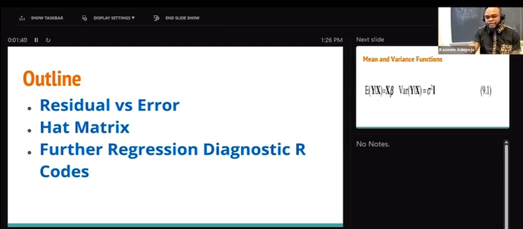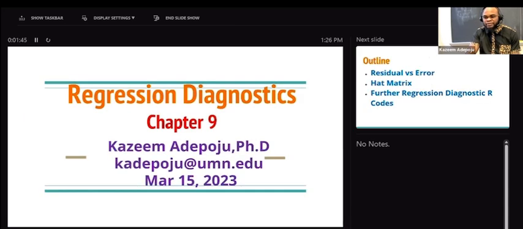If you look at the title, today's title is actually called regression diagnostics. I think I will need to first tell you what is the essence of regression diagnostics. The regression models that we use have assumptions.